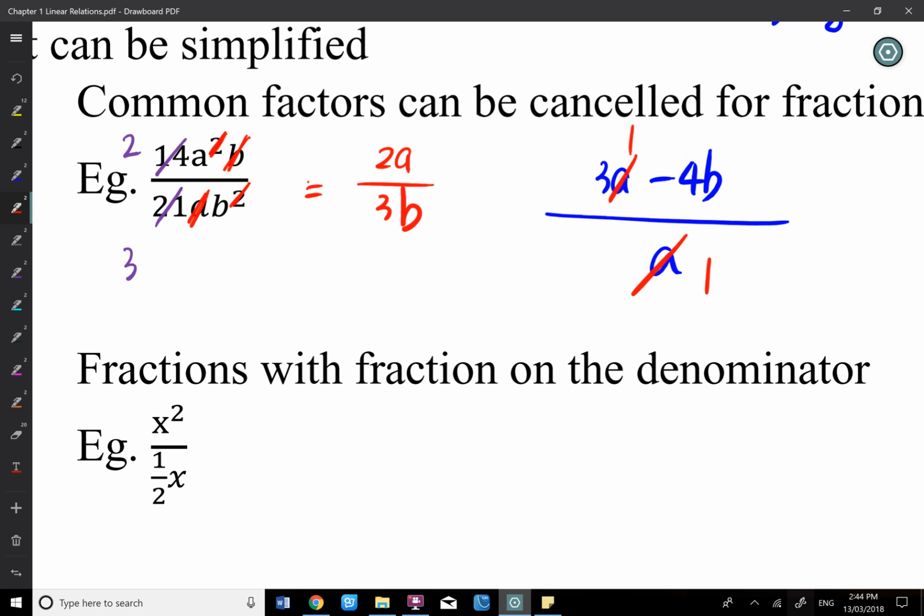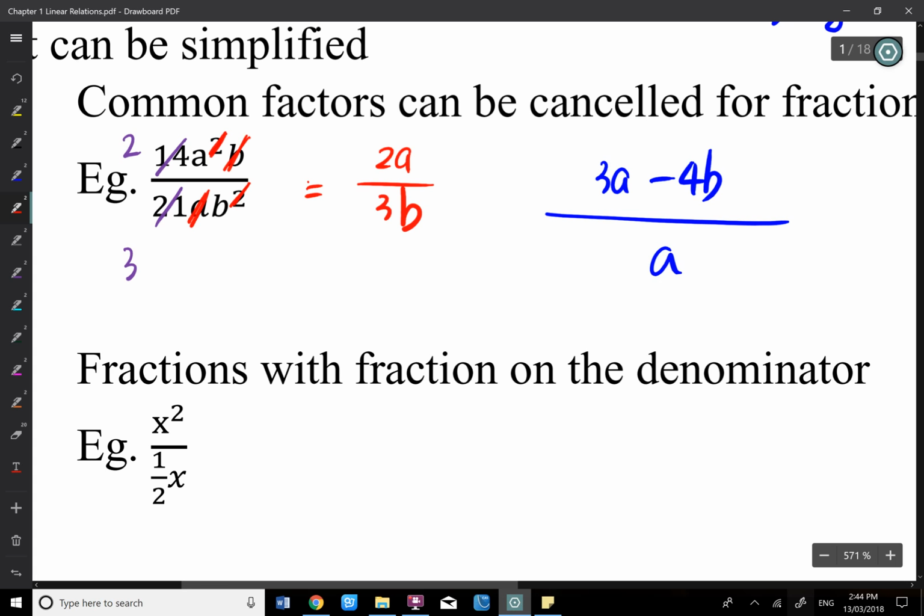The numerator is not one term. I can't just simplify things with one term only. If every single term contains a, yes, I can do that. I can divide by a. But in this case, I can't divide by a. Why can't I divide by a? I'll show you.